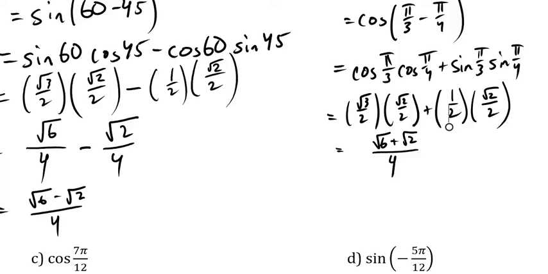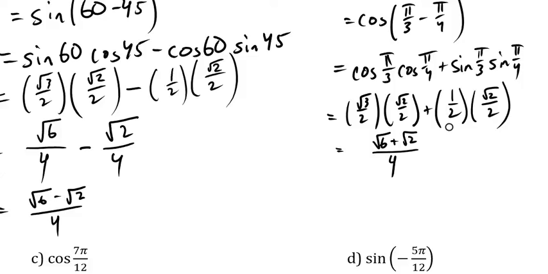Root 3 over 2 times root 2 over 2 plus 1/2 times root 2 over 2, and it gives me root 6 plus root 2 over 4. Very similar to the other ones. You're going to notice some common sort of answers: this plus this minus this. It happens a lot with these questions.